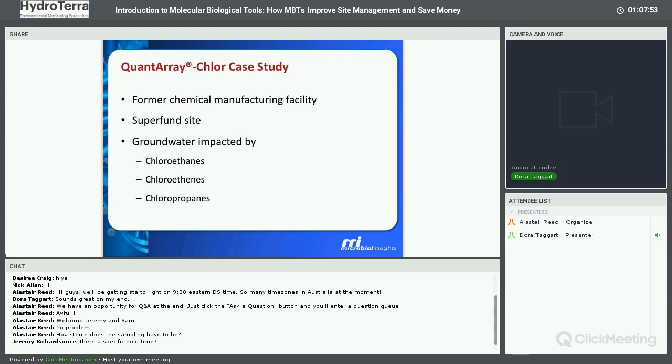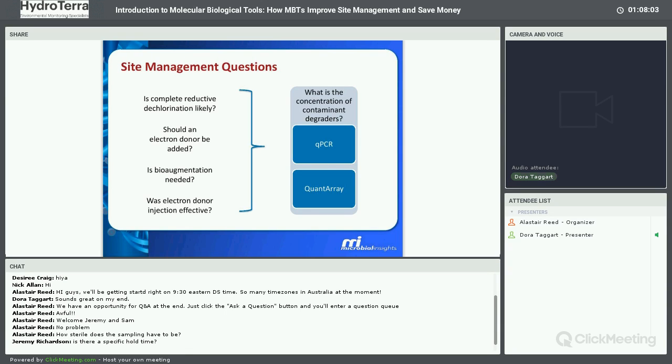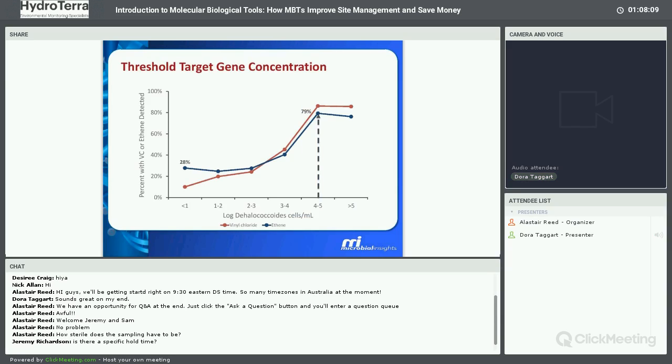Okay, let's move on to our case study. This is a typical chemical facility with a mixture of chlorinated ethanes, ethenes, and propanes. So as I mentioned earlier, we always want to start with the questions that we want to answer for our site. As a side note, Microbial Insights has been processing qPCR samples since 2001.